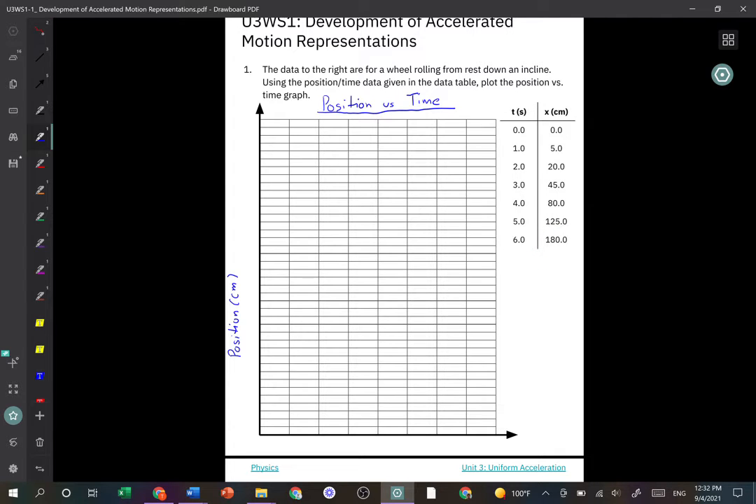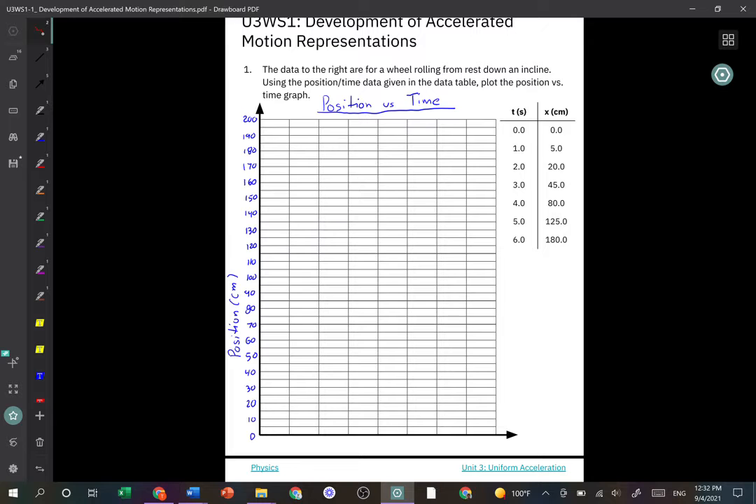Now, this graph has 40 boxes going up and down on the y-axis. So if I'm going to say I go up to say 200 centimeters, if I have 40 boxes to distribute that evenly, that would be 5 centimeters a box. Starting off at 0, and I'm just going to skip every other one to save myself some writing. So every 2 boxes will be 10 centimeters. 20, 30, 40, 50, 60, 70, 80, 90, 100, 110, 120, 130, 140, 150, 160, 170, 180, 190, and 200.